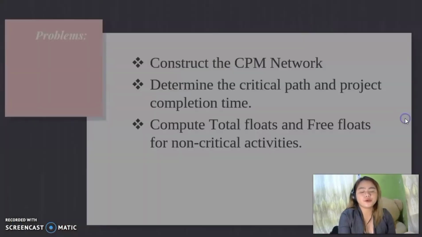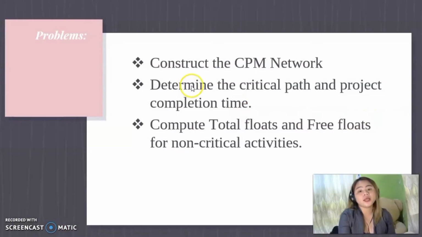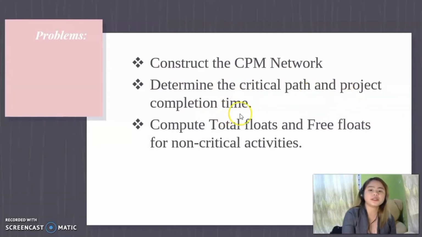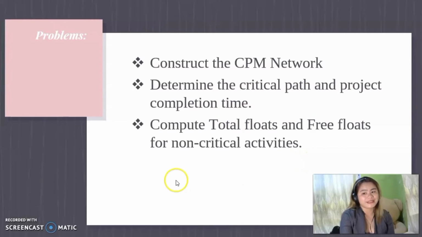Now with this information, we are asked to construct the CPM network to determine the critical path and project completion time and compute the total floats and free floats for non-critical activities. So now we're going to construct the CPM network. Now look at the problem here.